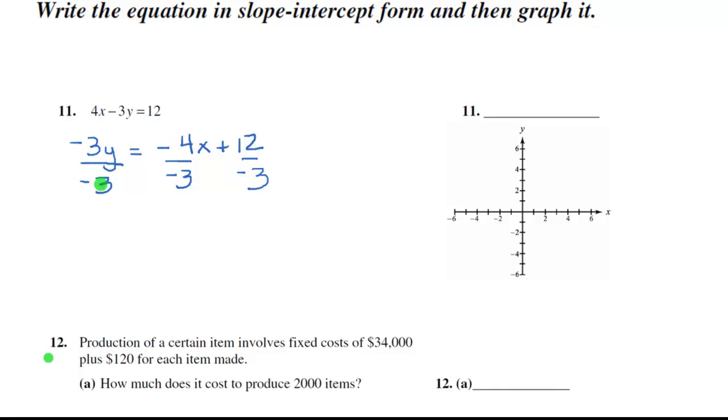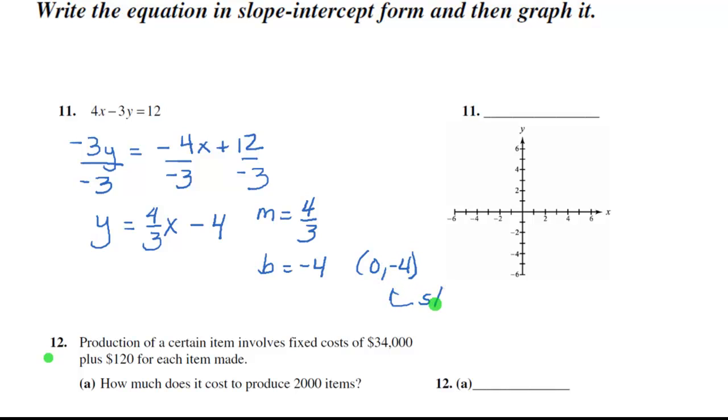So we get y. This is 1y, so y equals, and a negative 4 divided by a negative 3 is a positive 4/3 x, that's our slope there. And positive 12 divided by negative 3 is a negative 4. So slope is 4/3. Y-intercept is negative 4. And we know that that means that the coordinates of that intercept are (0, -4). And we're going to use that y-intercept as the starting point and then use the slope to get more points on the line so that we can graph it.